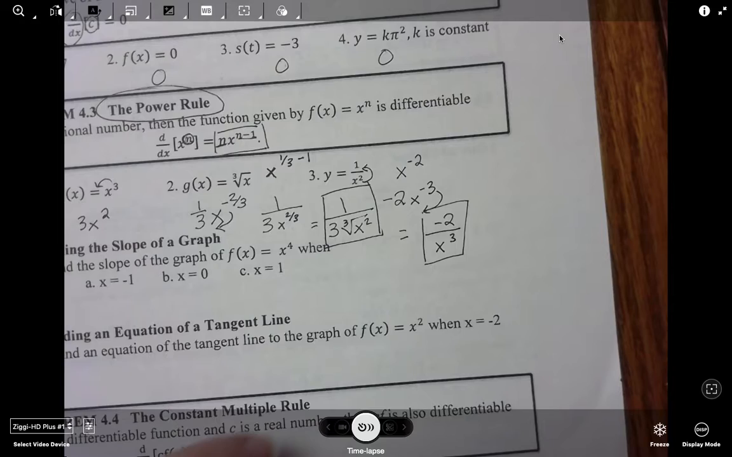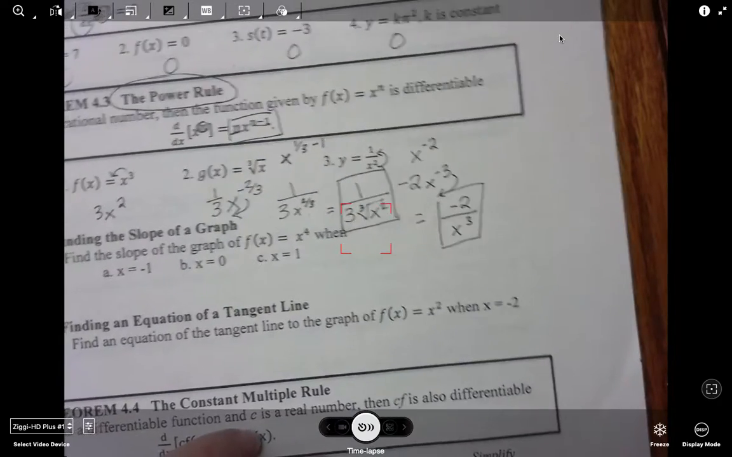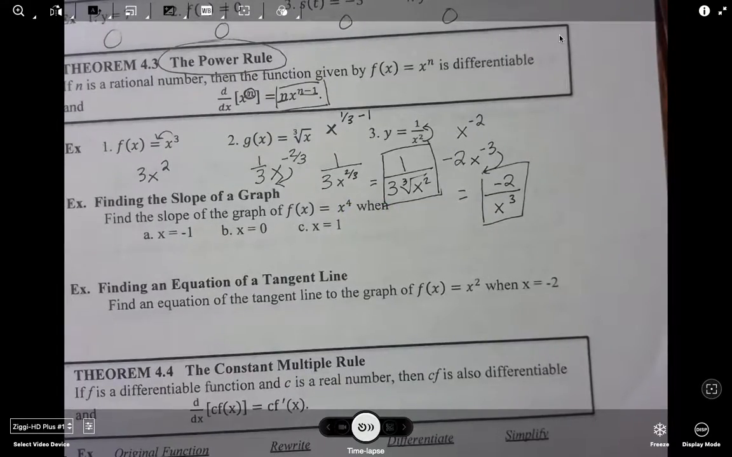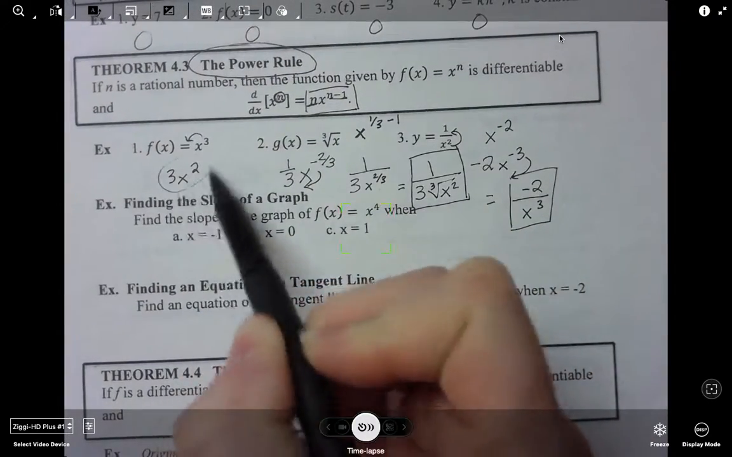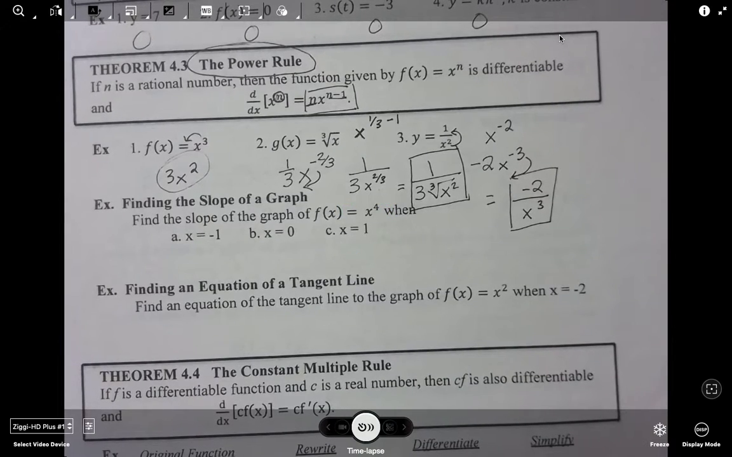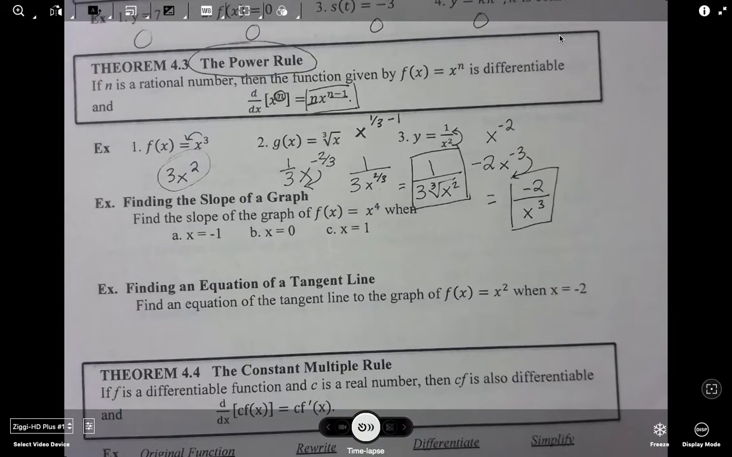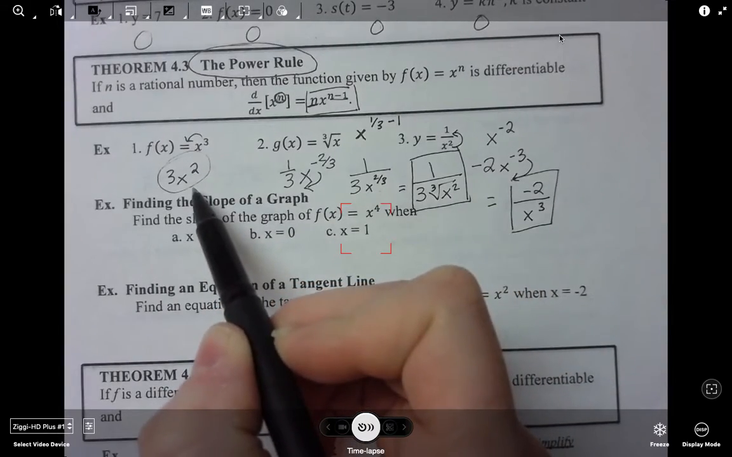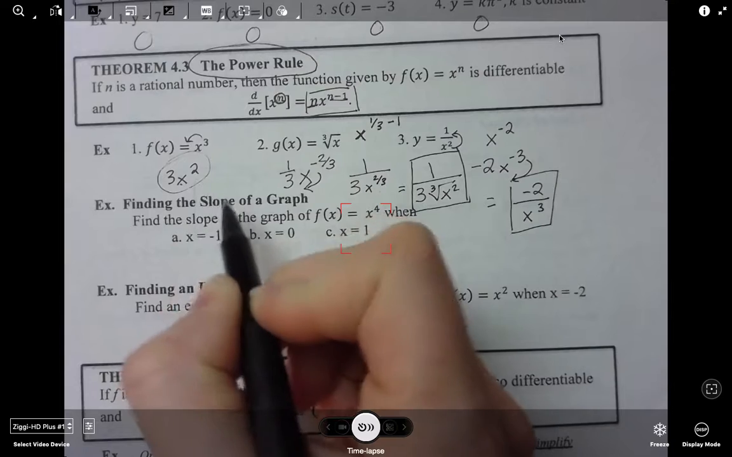All right, now, examples 1, 2, and 3, we're all finding derivatives, slopes of tangent lines, okay? But 3x squared is not a slope, okay? So how does that make sense, right? A slope is just a number. Well, it's not a slope until I plug a point in, all right?